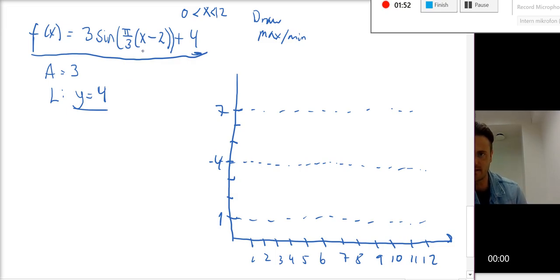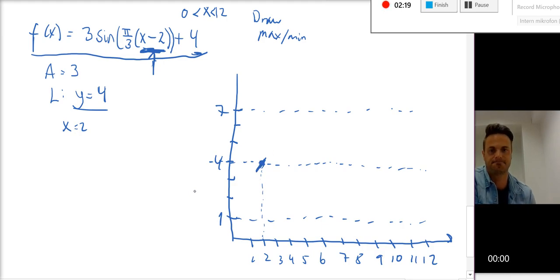The next thing we see is that the zero point of this bracket is x equals 2. So when x is equal to 2, this is 0, all this disappears, and we're left with 4. This means that when x is 2, the graph will intersect the midline the first time, on the way up, like this.